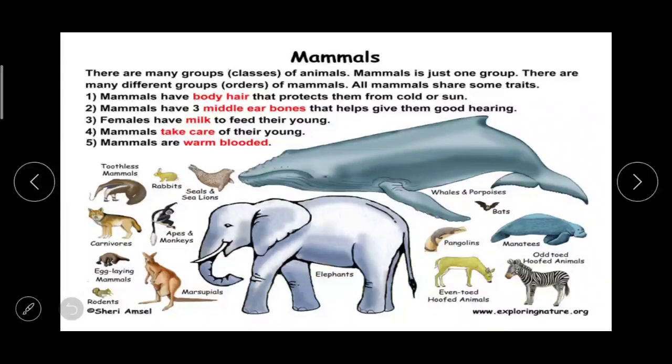Mammals have body hair that protects them from cold or sun. Mammals have 3 middle ear bones that help give them good hearing. Females have milk to feed their young. Mammals take care of their young and mammals are warm-blooded. These are the characteristics of mammals. This is just one group. There are many different groups or orders of mammals, and all mammals share some traits.